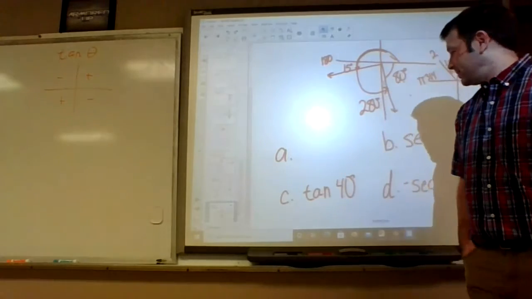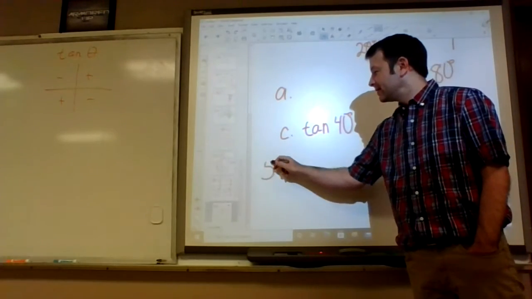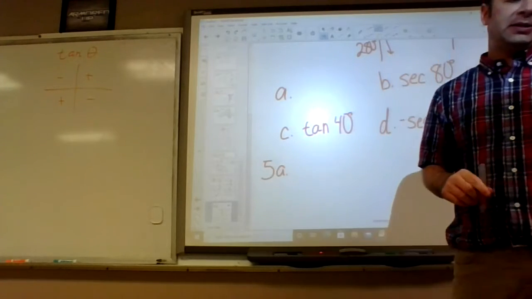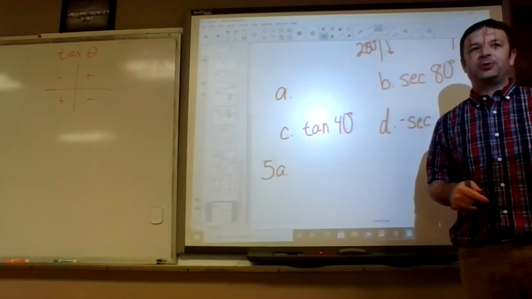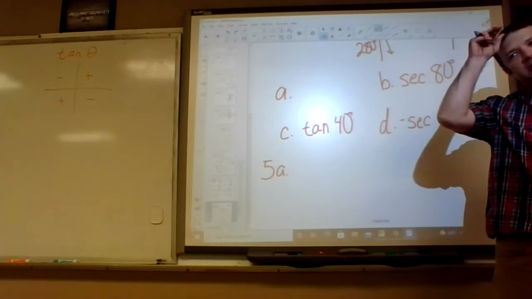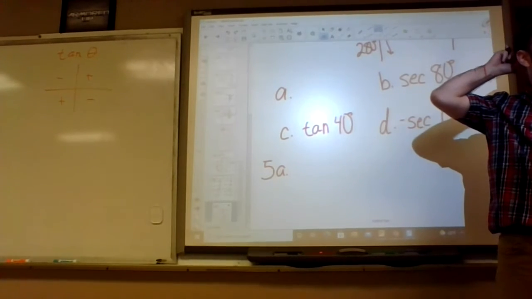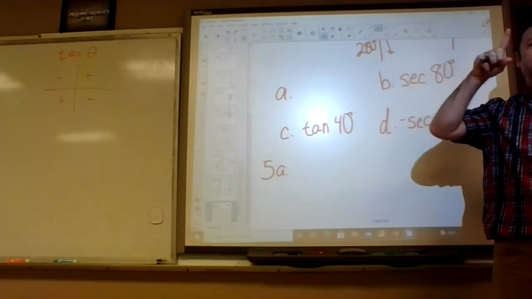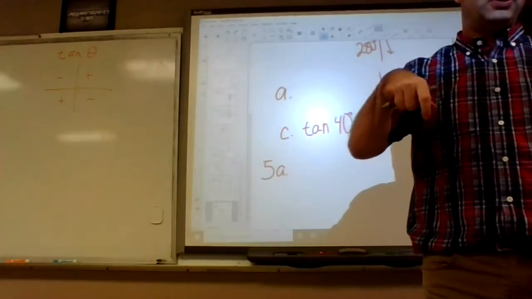Number 5. It said tangent of 820. So how do I back 820 up? What do I do with 820? You subtract 360, subtract 360 again, which is like subtracting 720. And you get 100.